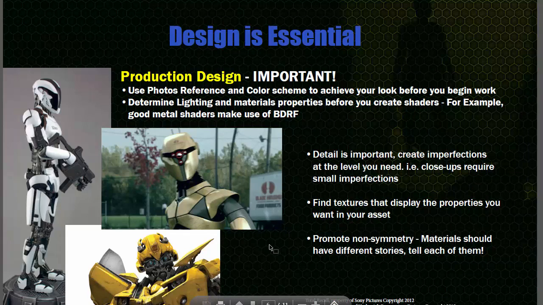So that leads us to our last thing here. You want to promote non-symmetry. When this model was made, I don't know the workflow, but the modeler modeled symmetry. So each side of the robot, and I'm looking at the Total Recall robot, I would assume both sides are symmetrical. The size of leg panels and things like that are equal on both sides.